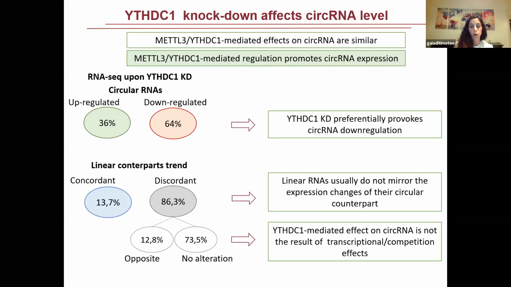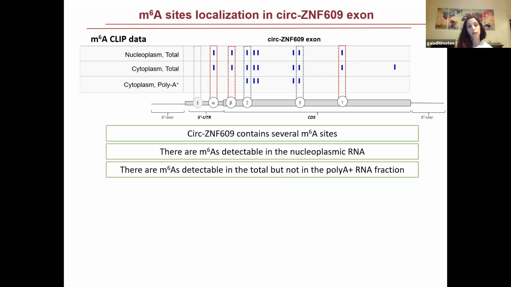Also, in this case, we wanted to extend our analysis, and so we performed an RNA-seq experiment. And also in this case, we found the same data. Upon the YTHDC1 knockdown, most of the circRNAs that are deregulated are downregulated. And looking at the linear counterparts, we noticed that most of them are discordant and behave differently from their circular counterpart, indicating that it's not a problem of transcription and regulation, but some other kind of problem. Also in this case, we showed that there is no alteration for the vast majority of the linear counterparts. And so we concluded that also in this case, splicing is affected.